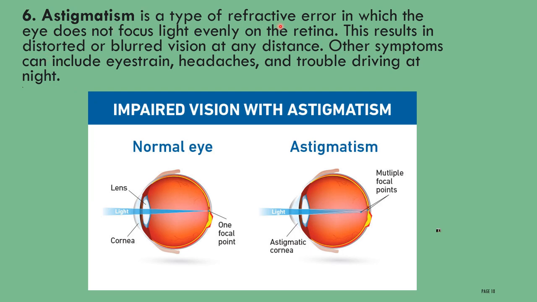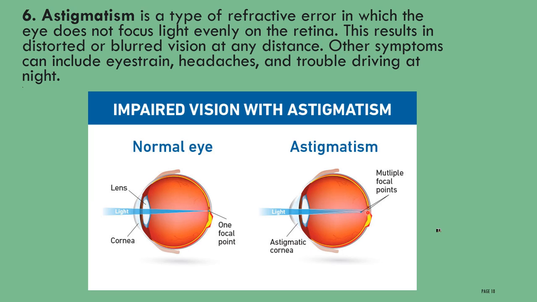Astigmatism is a type of refractive error in which the eye does not focus light evenly on the retina. Why does this refractive error happen in astigmatism? Because there is a change in the shape of the cornea, and you can see abnormal curvature of the cornea. Because of this, whatever light falls on the cornea will not be properly refracted, and will not meet at a single point on the retina. You will not get an image properly on the retina. This we call a refractive error. Because of this, you will get multiple focal points and also blurred vision.